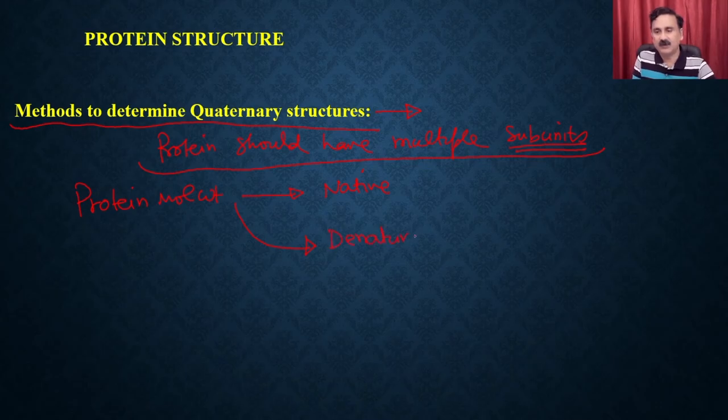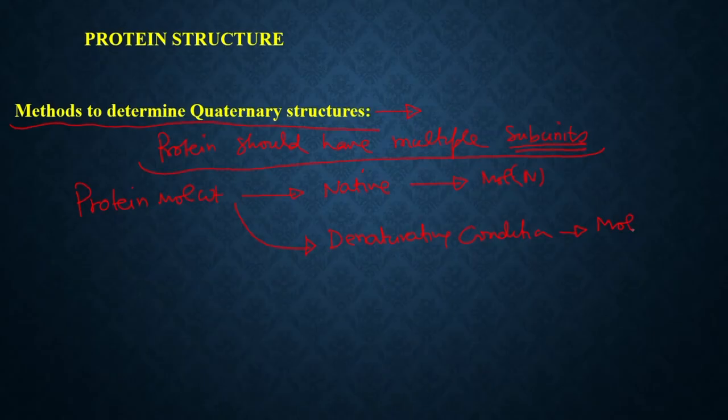Imagine that the molecular weight under the native condition is Mn, and under the denaturing conditions the molecular weight is Md. Then you can calculate the oligomeric status by the molecular weight native divided by the molecular weight denatured, right?